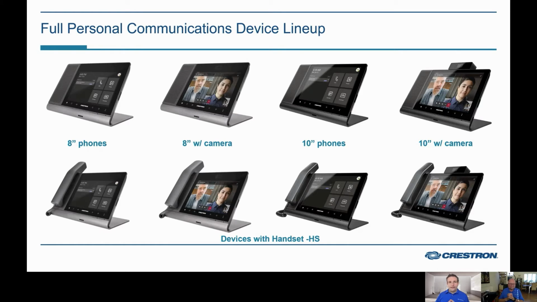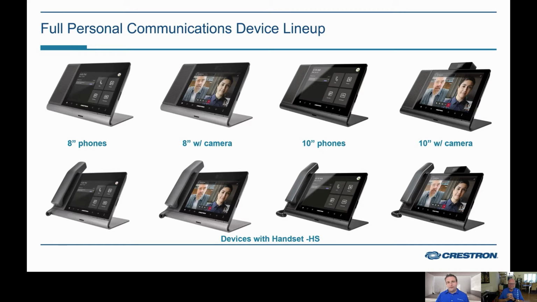So this is it. This is the options for our 8-inch devices, our 10-inch devices, with handset, without handset. And then for outside of North America, we have an international version. That's just a Wi-Fi chipset, slightly different. So if you're outside of North America, then you'd have a -I in the product code as well.